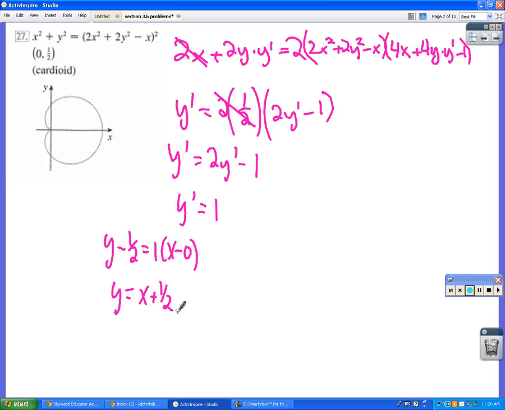Wait, how did you get rid of the 2y? This one right here? That's what Taylor was asking. I subtracted y prime from both sides. Right? And then I added 1 to both sides at the same time. So the y primes canceled. 2y prime minus y prime is y prime. And then equals 1.